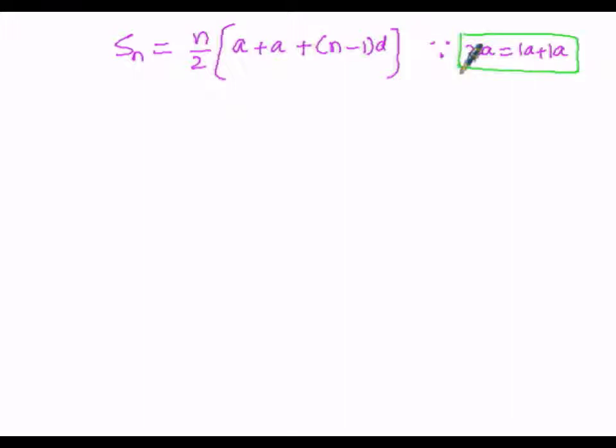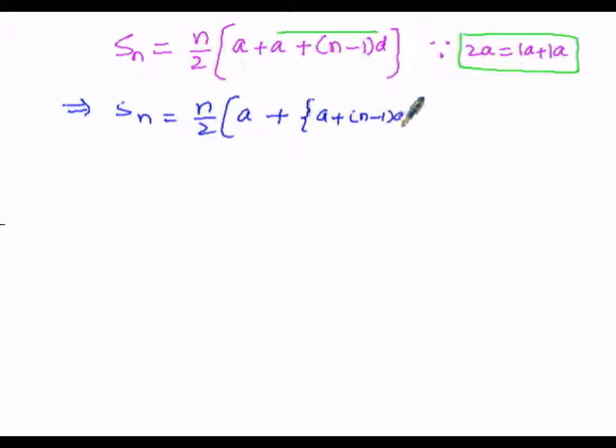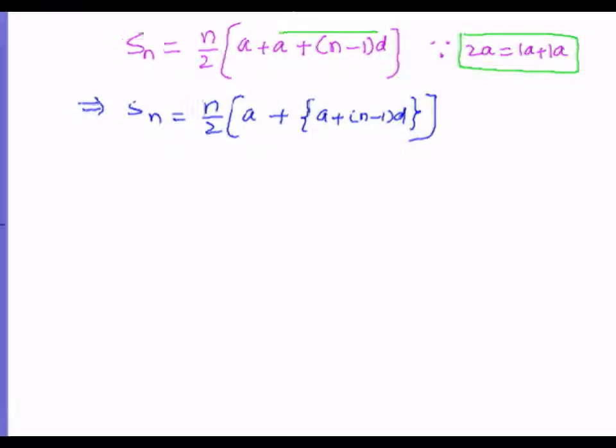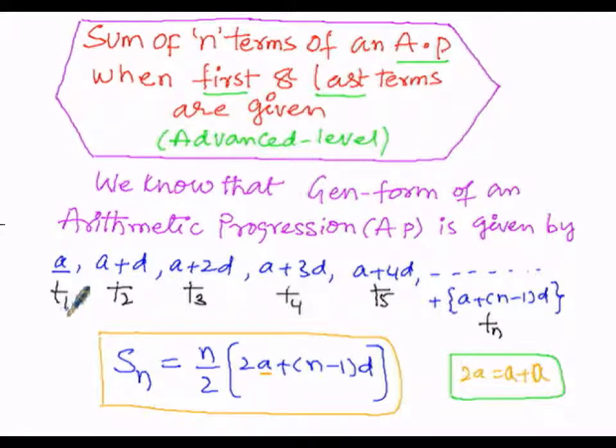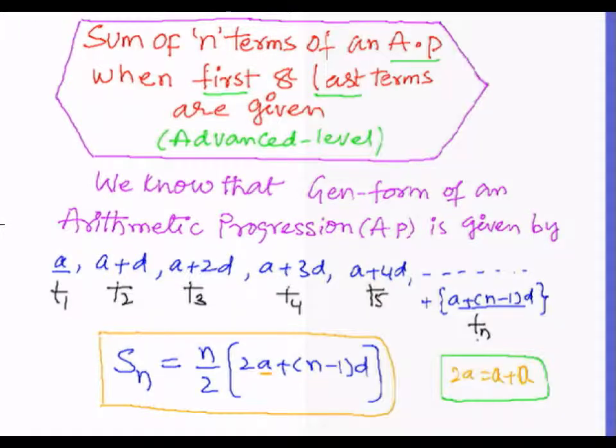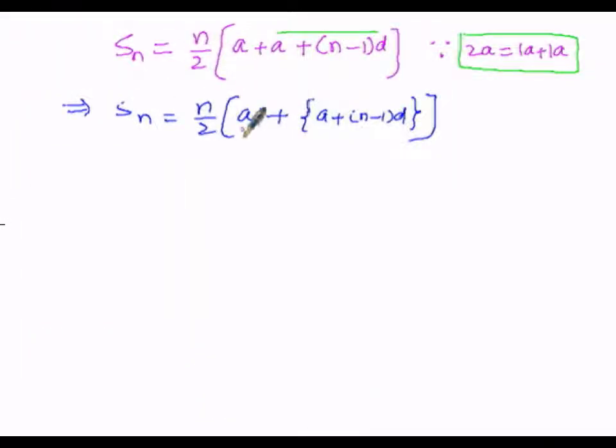Now by grouping these together, the next logical step is that Sn equals n by 2 into a plus, within flower brackets, a plus n minus 1 into d, and then the square bracket is closed. So here in the general form of the arithmetic progression, a is the first term and a plus n minus 1 into d is the nth term. So here we can replace a by the first term, and a plus n minus 1 into d as the nth term. So this is the first term and this is the nth term.